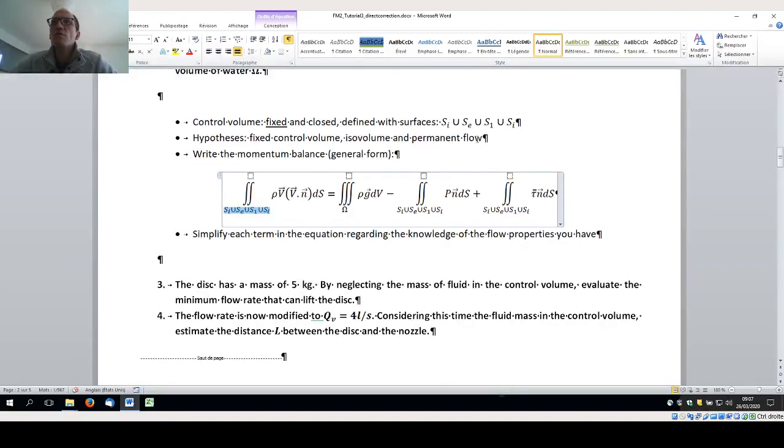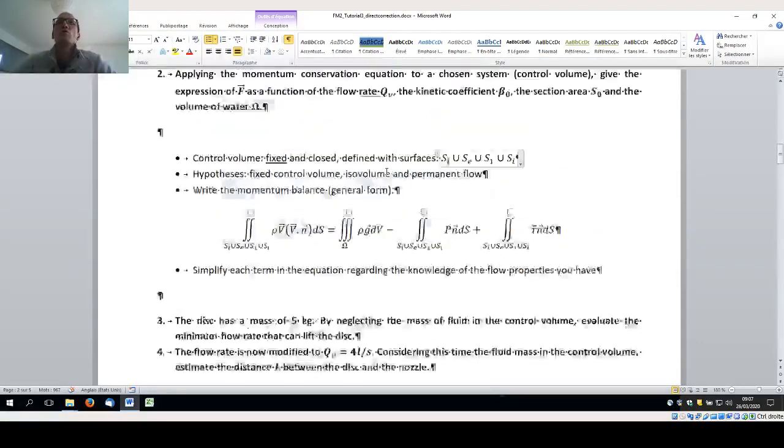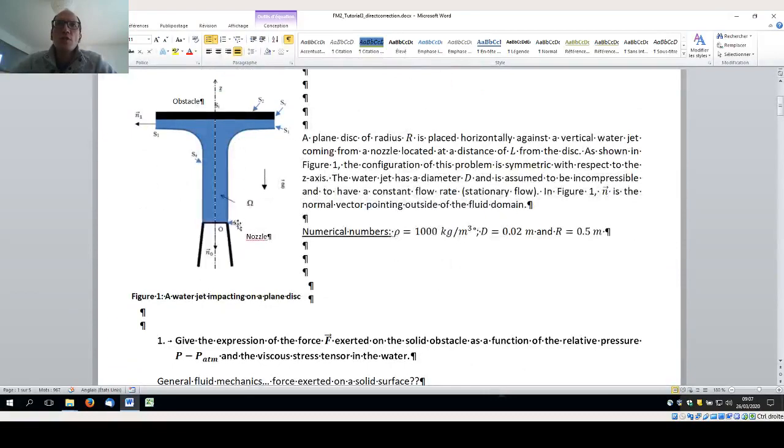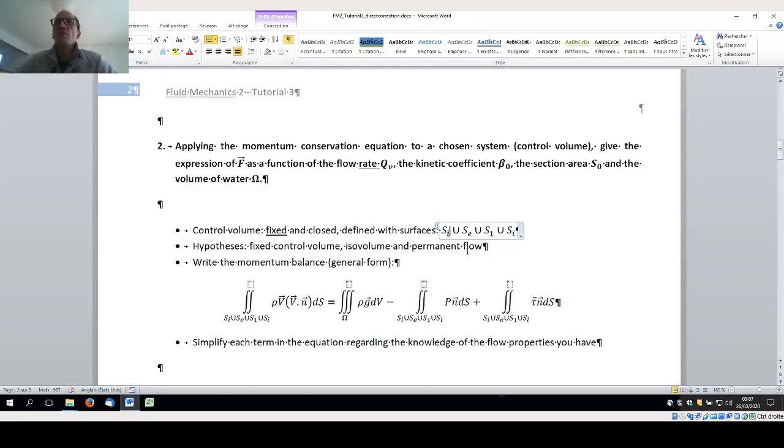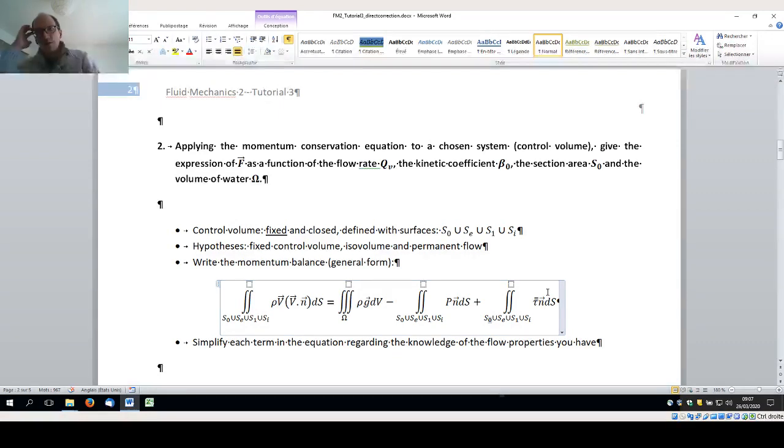No, there is a problem. Nobody saw this, but the inlet is S0. Otherwise, we have the same surface taken into account twice. So the inlet is S0, the nozzle exterior surface is SE, S1 is the outlet, and SI is the surface in interaction with the solid.